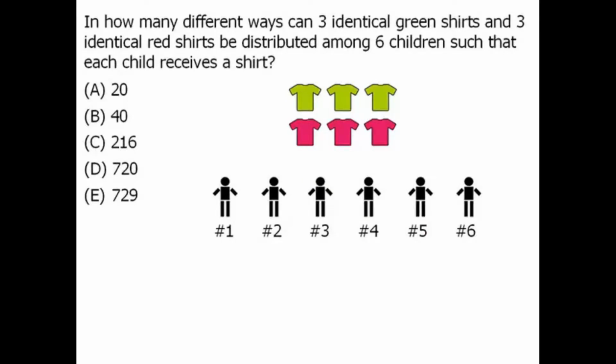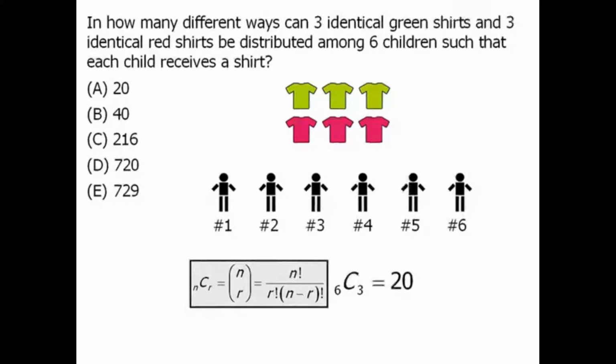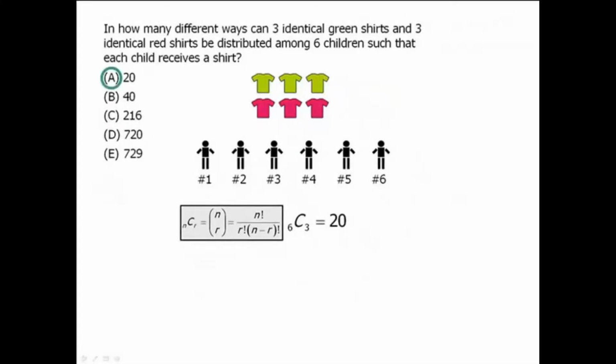Well, notice that the order in which we select these children does not matter. In other words, selecting child 1, 2, and 3 is the same as selecting child 3, 2, and then 1. So since the order doesn't matter here, we're looking at a combination question. So we have 6 children altogether, and we want to choose 3 of them. We can accomplish this in 6 choose 3 ways. We can now use the following formula to evaluate 6 choose 3. It equals 20, so our answer here then is A.